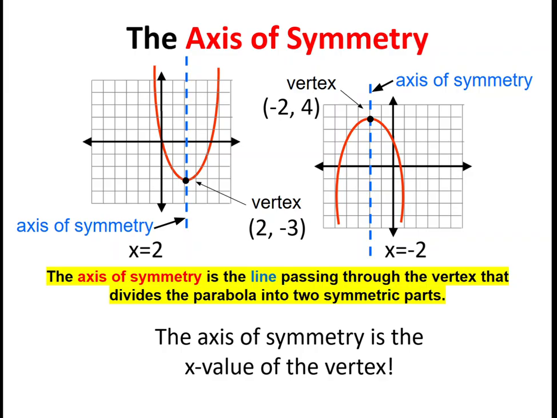Okay, something else that happens with parabolas and quadratics is that they are symmetric. So they can have a line that goes directly down the middle and be exactly the same on either side of that line. So in this case, the axis of symmetry right here is the line x equals 2. And that also happens to be the x value of our vertex. If I look here, the line for the axis of symmetry is x equals -2, which is also the x value of our vertex.